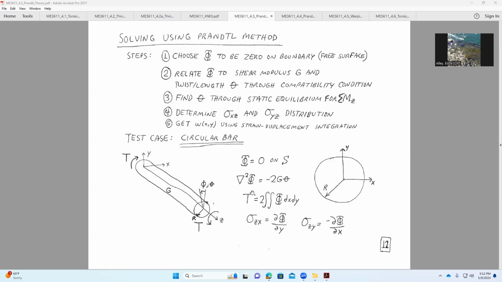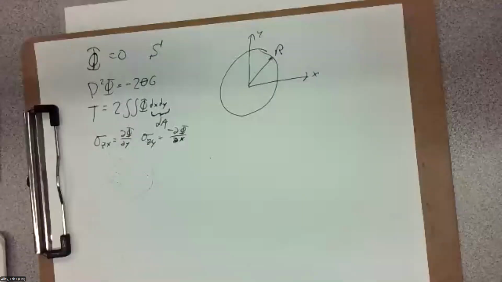So first thing we got to do is pick our function for Prandtl. We've got a circle here, radius, outside radius of capital R, and it's a solid circle. So let's get on our chalkboard view here.